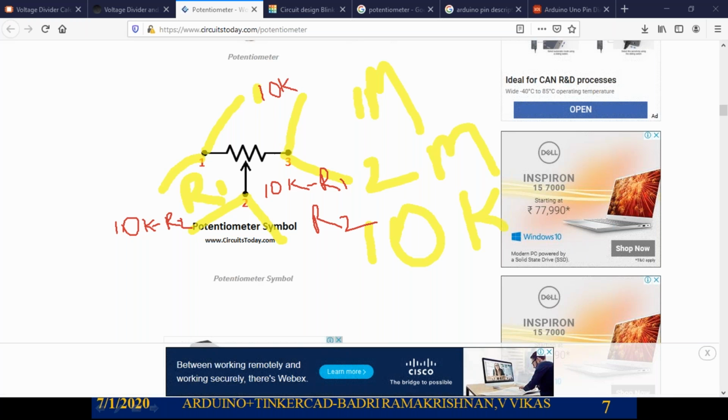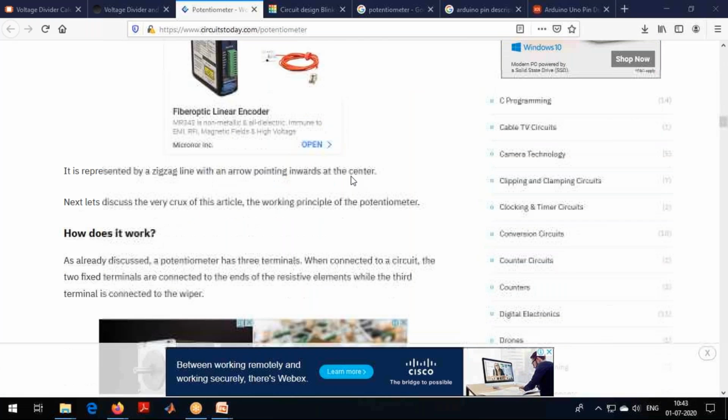The complete resistance between 1 and 3 is 10k, and that can be divided into two resistances, R1 and R2. If I consider this as R1, this one will be 10k minus R1. If I consider this as R2, then this one will be 10k minus R2. In general, R1 plus R2 will be equal to 10k.